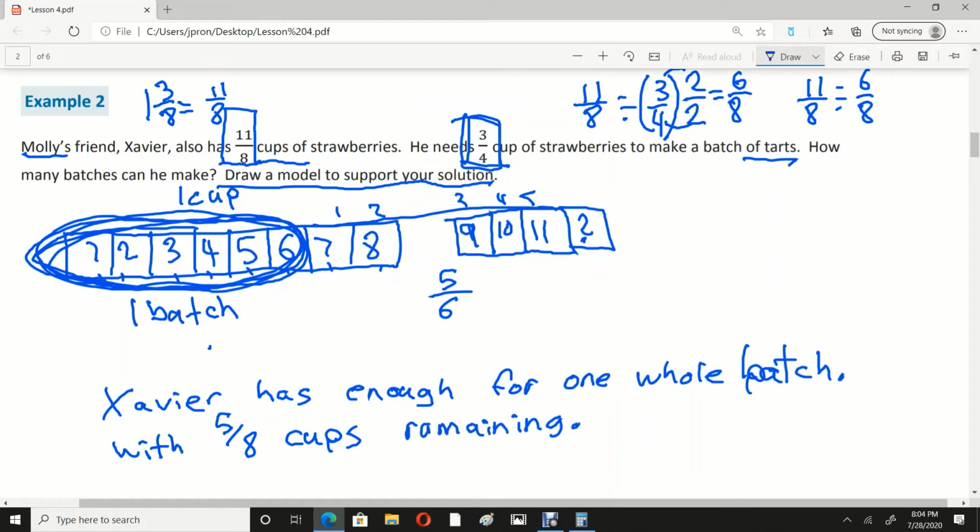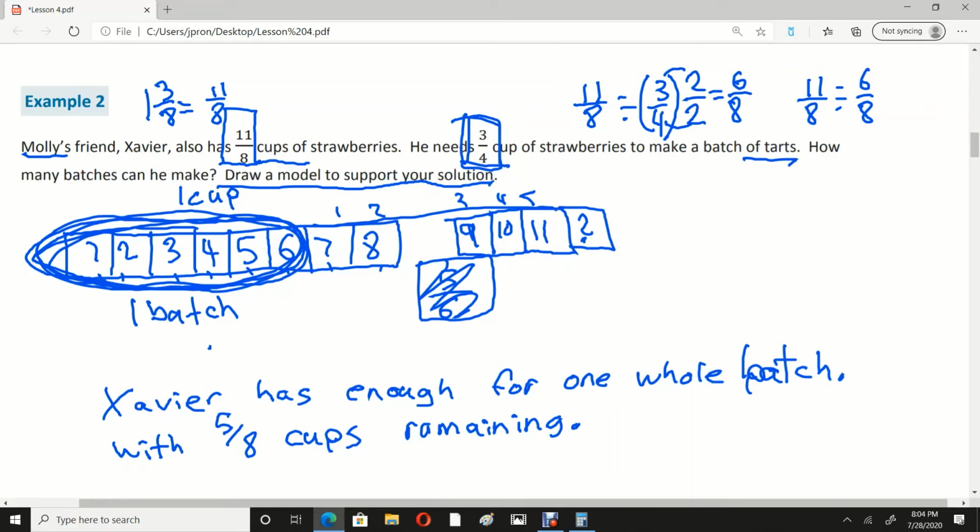Now again, we could say that he has enough to make 5/6 of a batch, but that phrasing seems a little odd to me. If we're not going to make a full batch, then it's pretty useless to reference it. So Xavier's going to make one batch, and he's going to be left with 5/8 cups, which he's going to put back in the fridge, or give to Molly so she can make some more cupcakes, right?